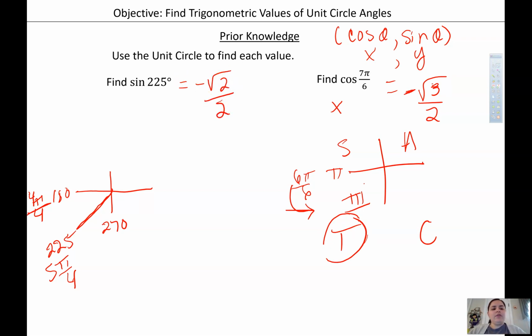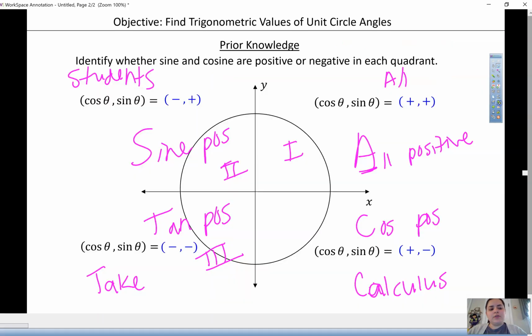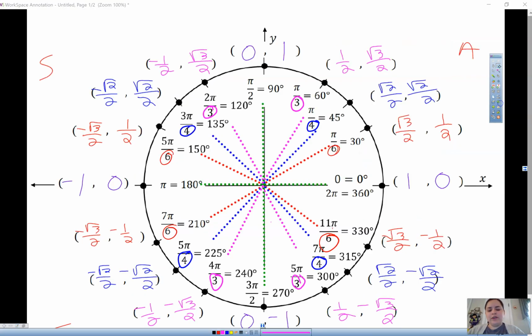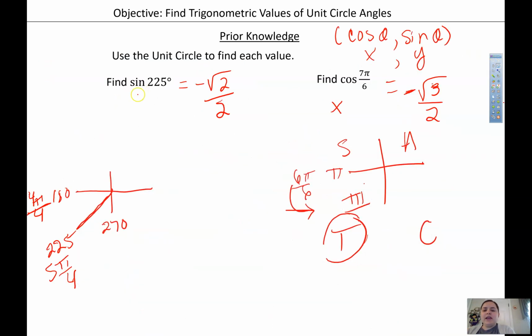Okay? And you can verify if you look at your unit circle. So 225, I have my y is negative root 2 over 2, okay? Because this is asking for sine, which is your y value, okay?